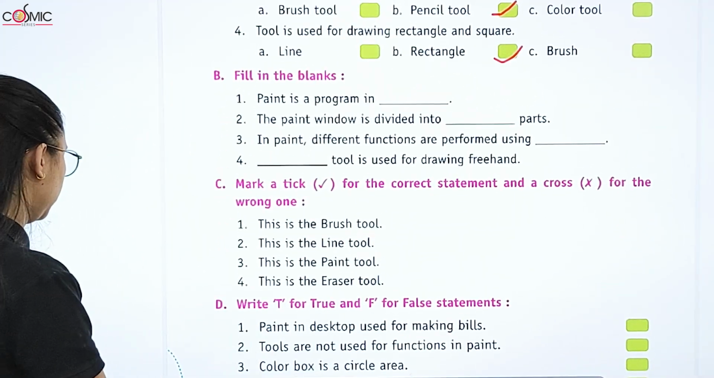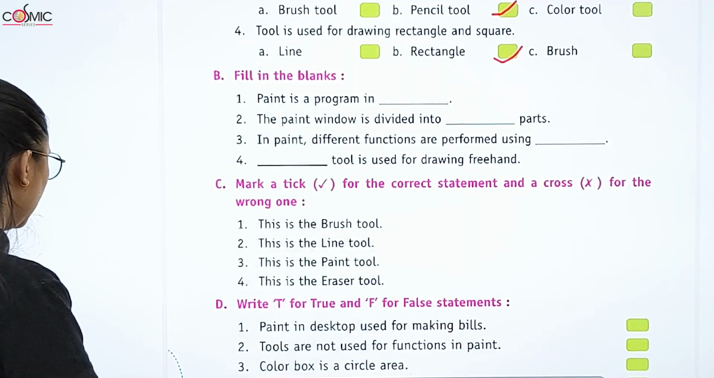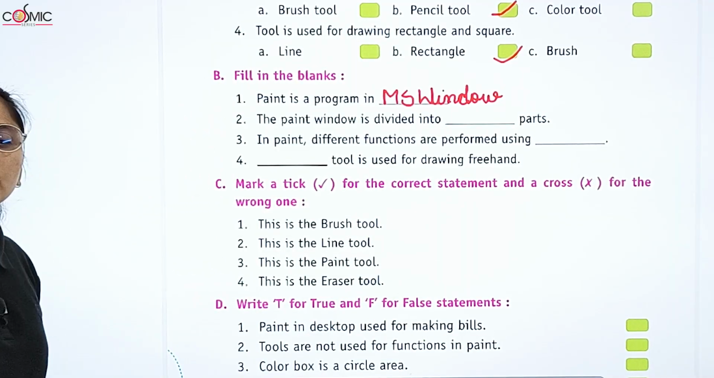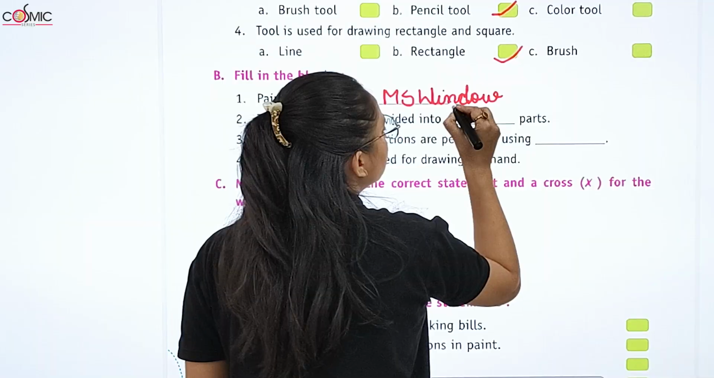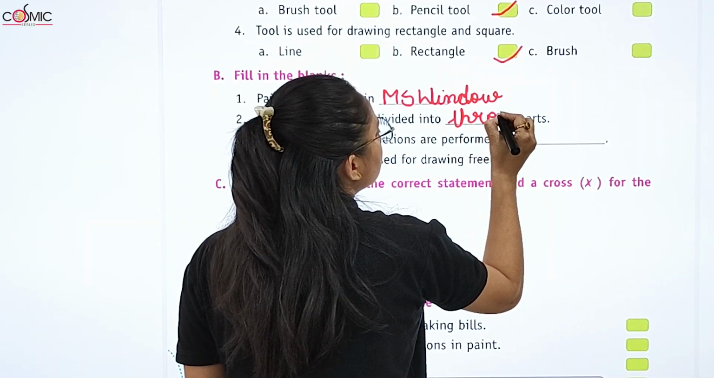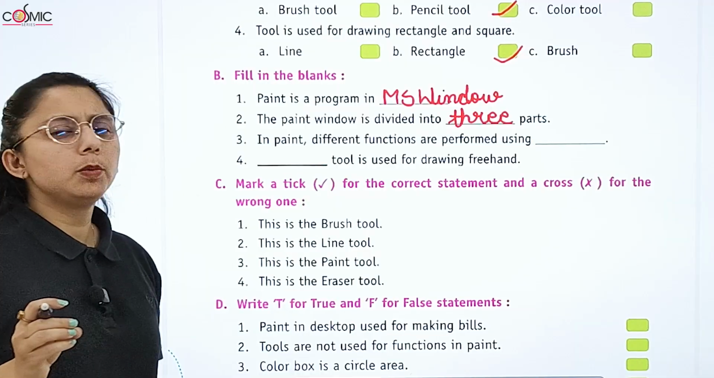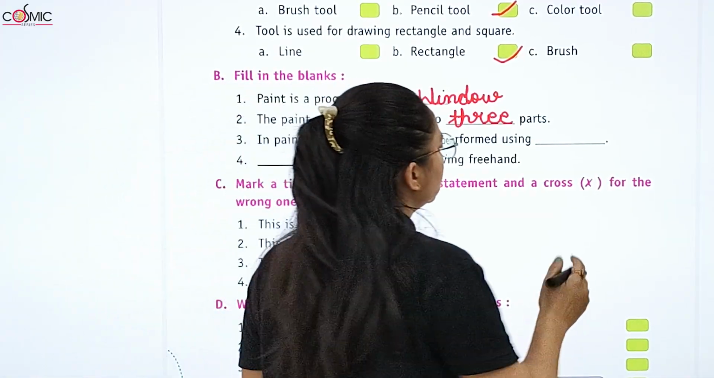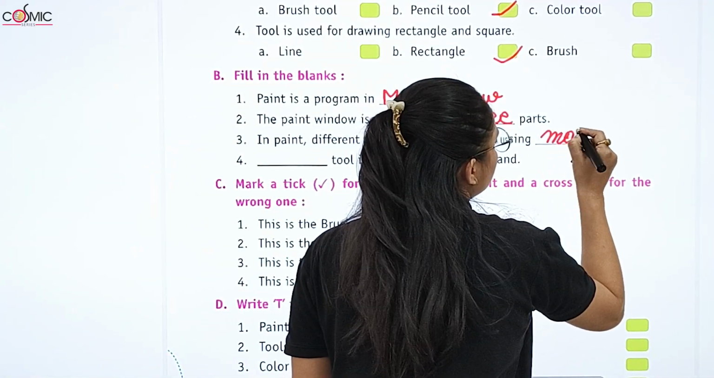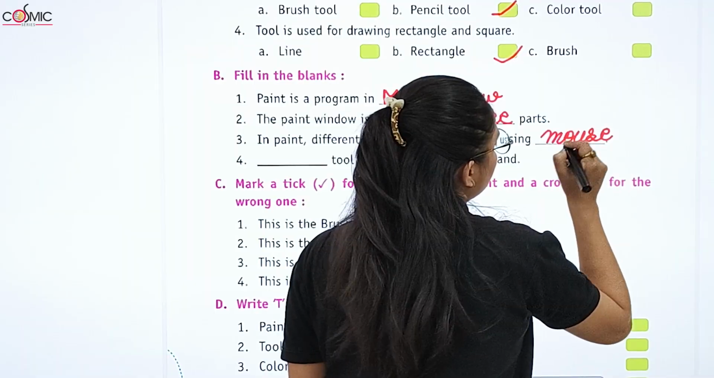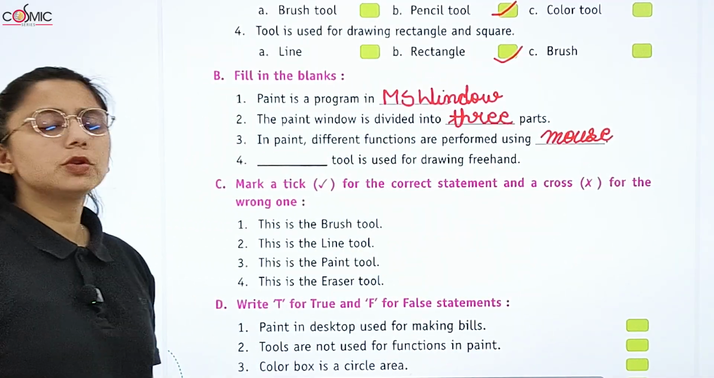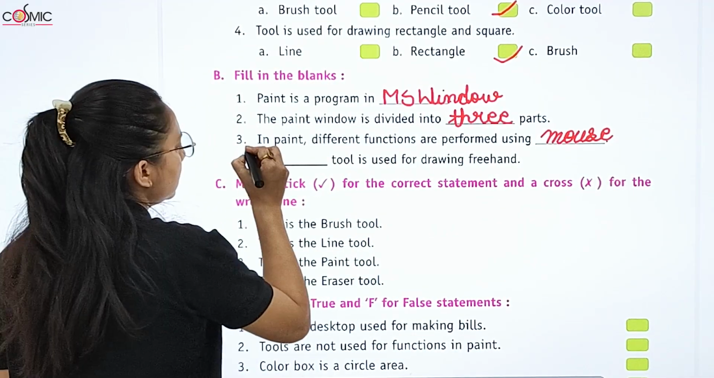Now fill in the blanks. Paint is a program. The paint window is divided into कितने parts में divided है? 3 parts. In Paint, different functions are performed using mouse. A dash tool is used for drawing freehand, that is pencil tool.